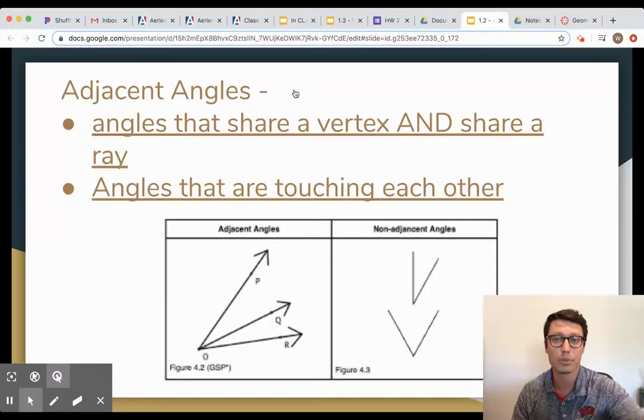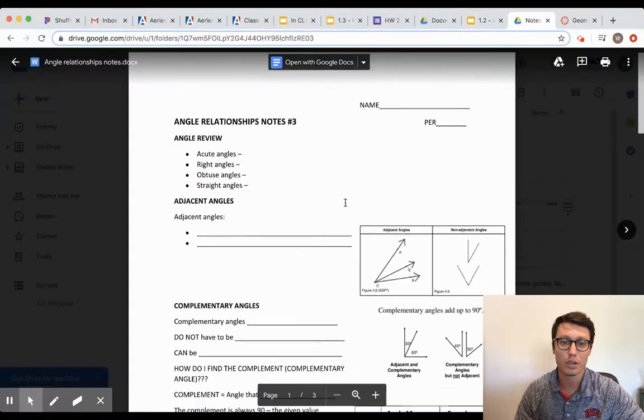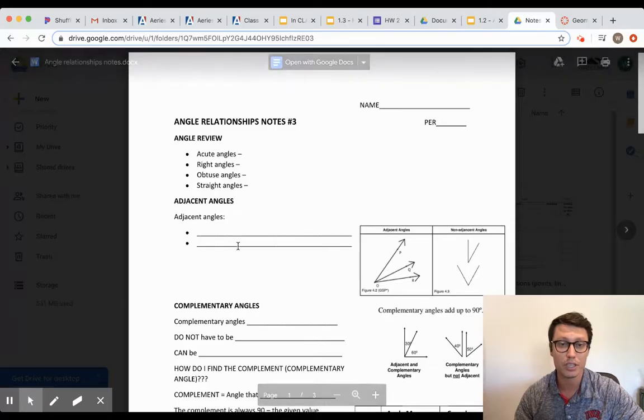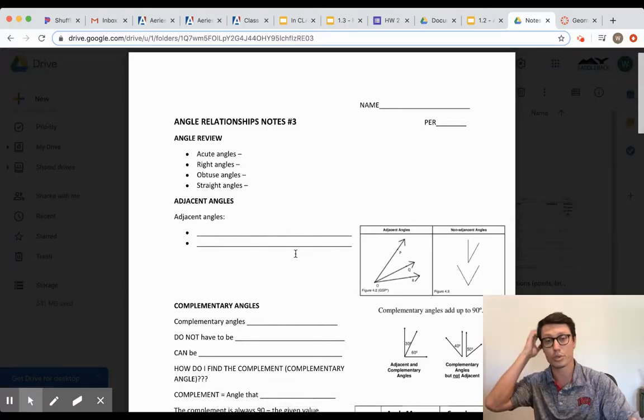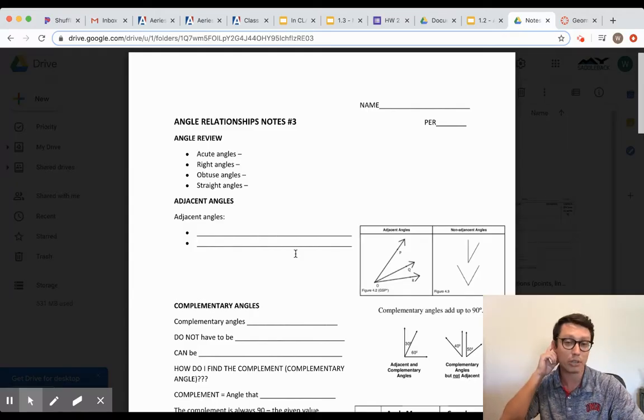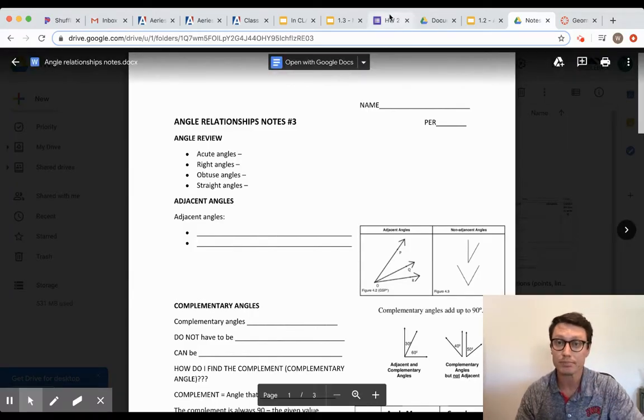Again, if I go over to your notes, here's your first definition. Adjacent angles, you can write the definition here on the line. If you printed it out, write it out. If you downloaded it, you can type it out.